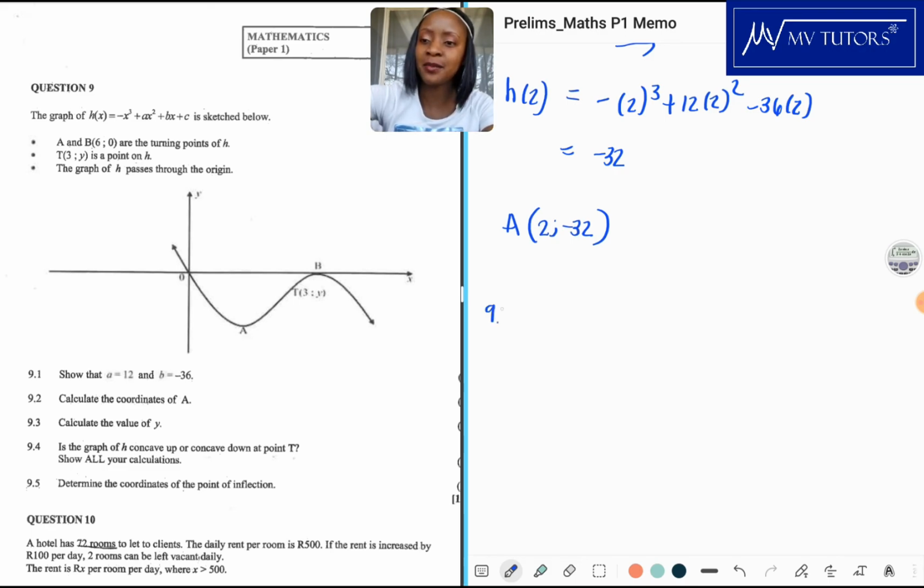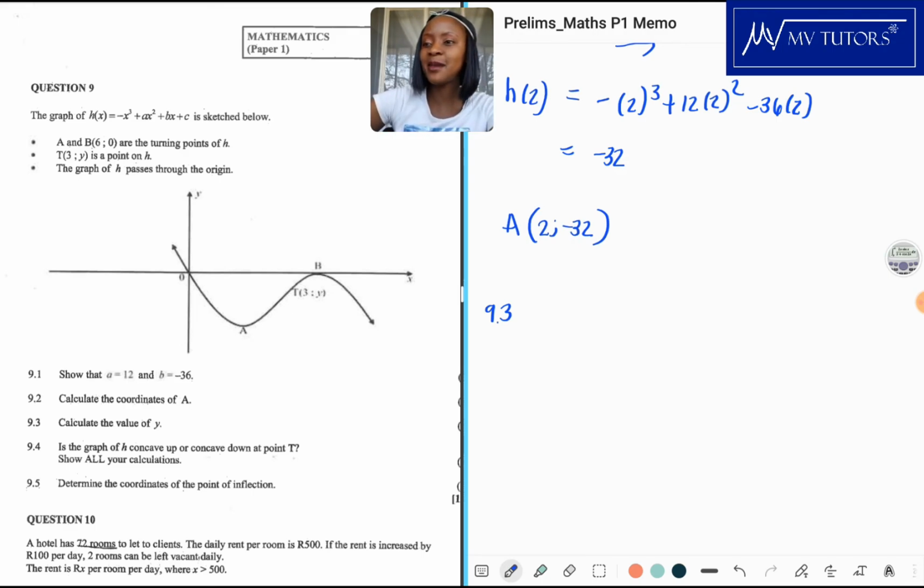9.3. I was about to say, I wonder what the y value of t is. Okay, so yes, what is the y value of t? So what we're going to do, we're going to take the original equation and we are going to substitute t in it, because it's a point on the graph. And then do what with it?